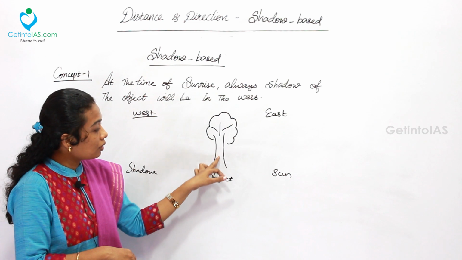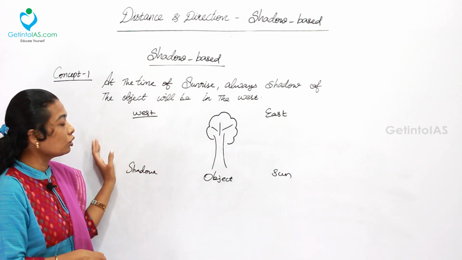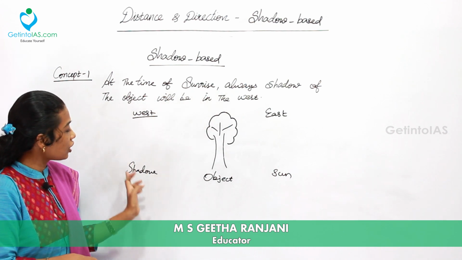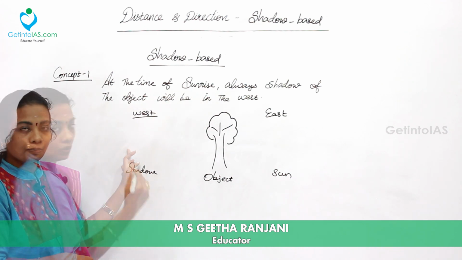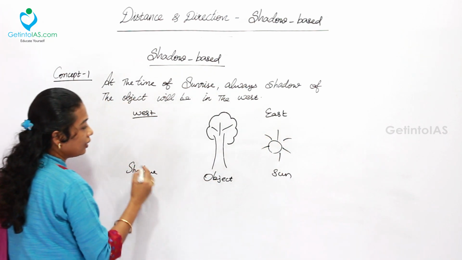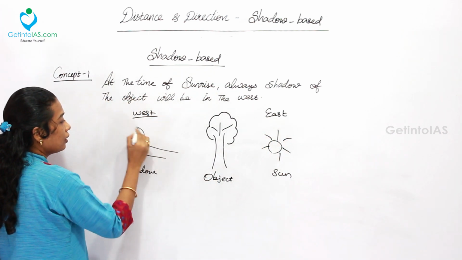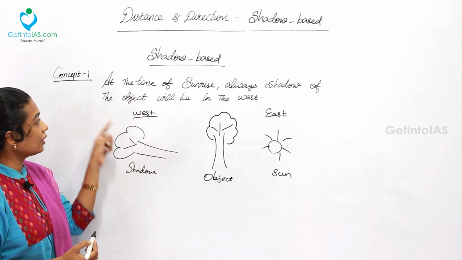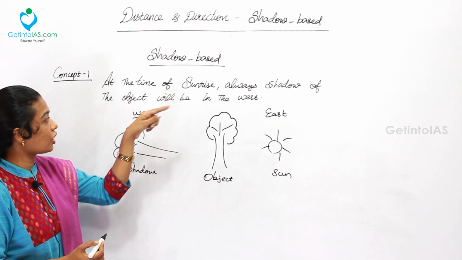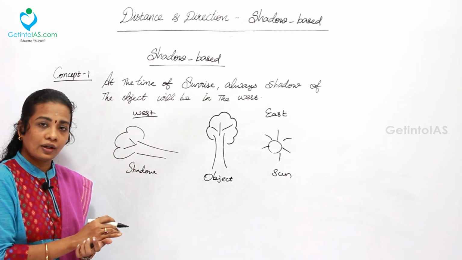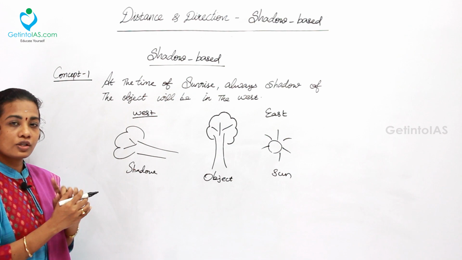The shadow of the object will be in the opposite direction of the sun. That's why it is given that the shadow will be in the west, which can be shown in the picture like this. This is the sun and the shadow will be like this. So we can say that at the time of sunrise, the shadow of the object will always be in the west. What will happen in the evening? We are going to learn that in concept 2.